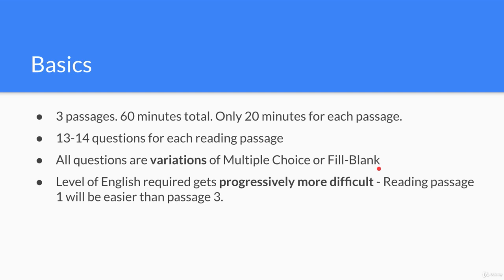Next, you need to know that the level of English gets progressively more difficult as you progress through the 3 passages. What that means is that reading passage number 1 is going to be easier than reading passage number 2, and reading passage number 2 is going to be easier than reading passage number 3. So the level of English that you need in order to get a high score, in order to answer correctly, gets progressively more difficult as you progress throughout the reading test.